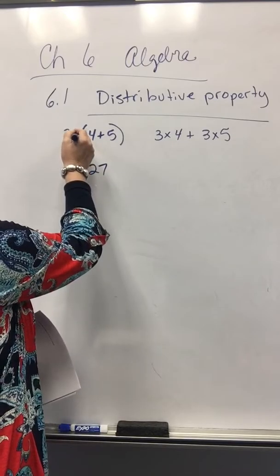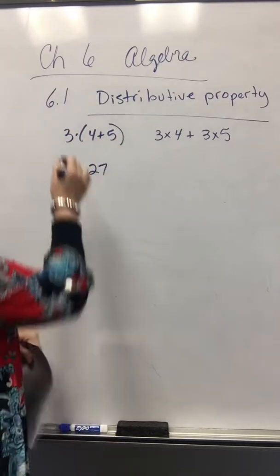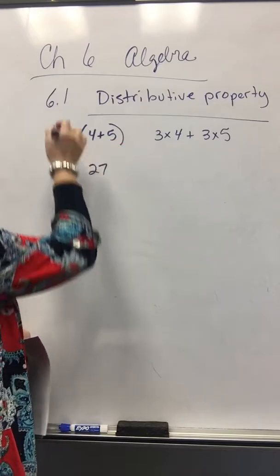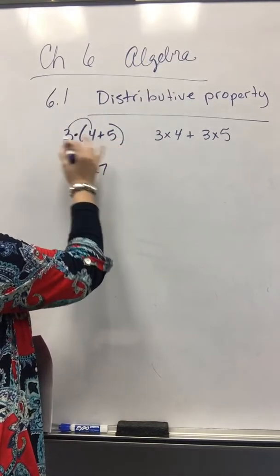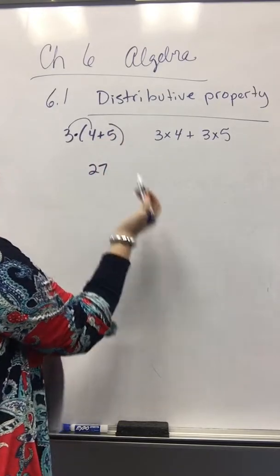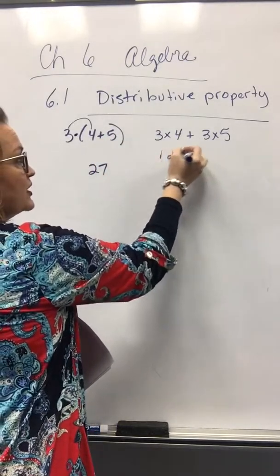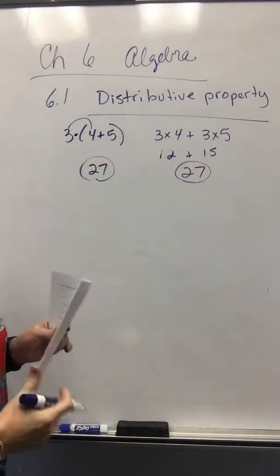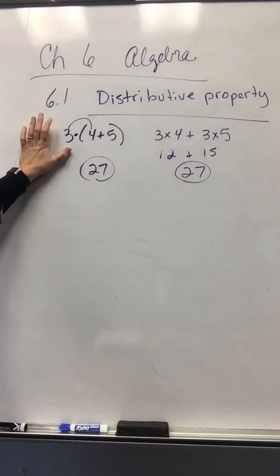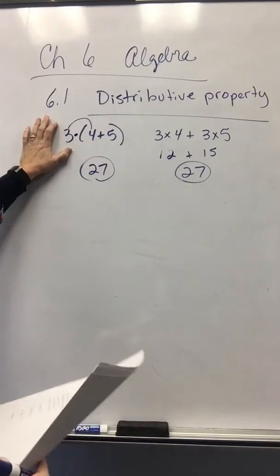This 3 is times this parenthesis, meaning that it's times each item in the parenthesis. So we can distribute it out and say it's 3 times the 4, and then it's also 3 times the 5. And that gives us the same result. That will be 12 and 15, which is also 27. But we use this property, the distributive property, to do algebra problems a lot too.